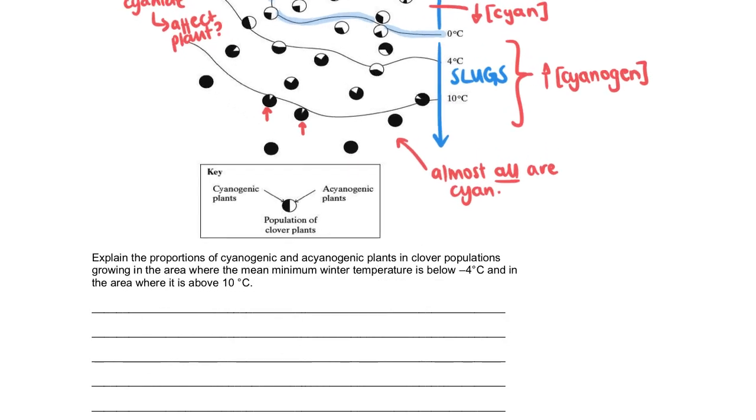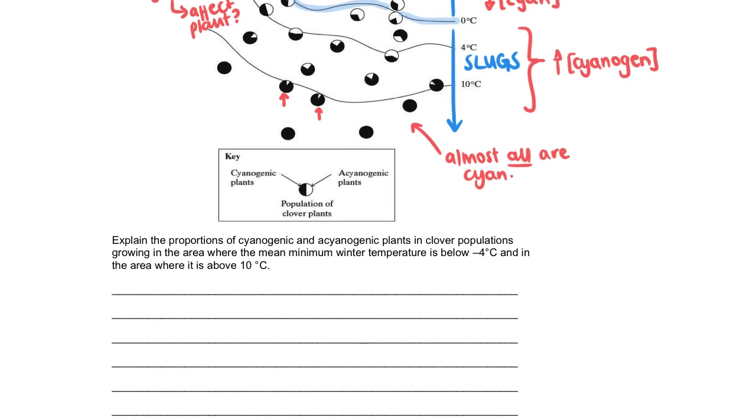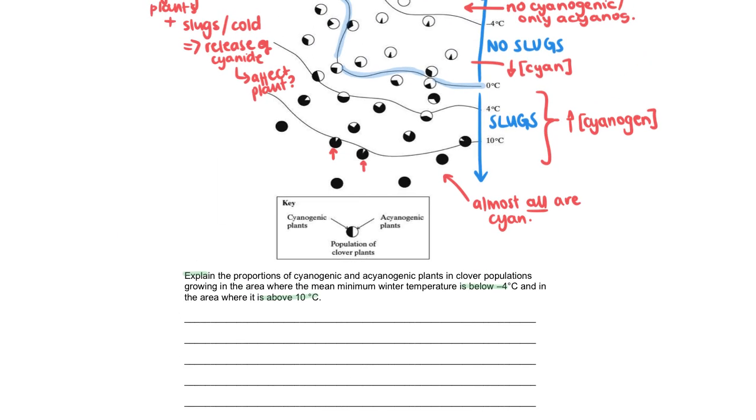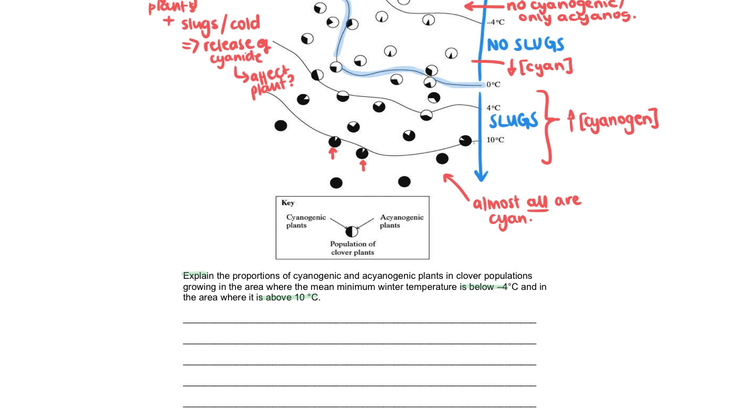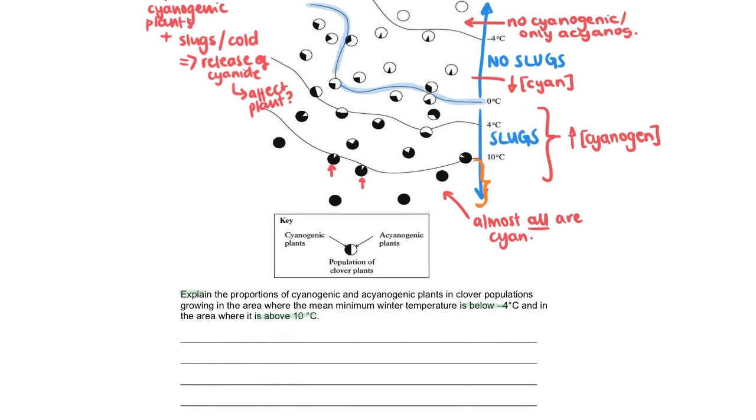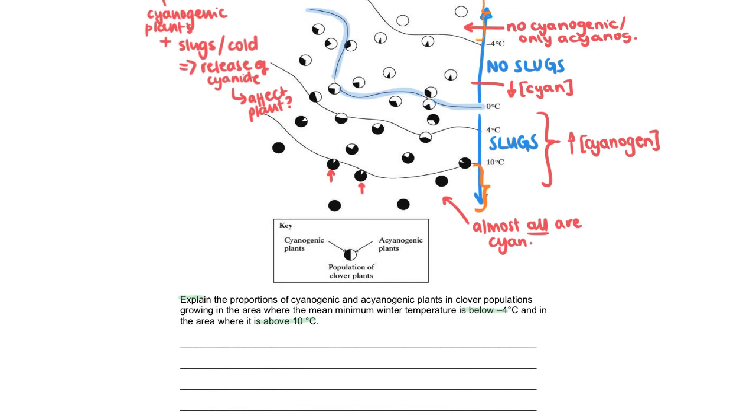So let's have a look at the question. Explain. So give reasons for the proportions of cyanogenic and acyanogenic plants in clover populations growing in the area where the mean minimum winter temperature is below 4 degrees and in the area where it is above 10 degrees. Cool. So this question now has given me specific temperatures to have a look at. And that is this section here, so where my orange little bracket thing is, and the section at the top.